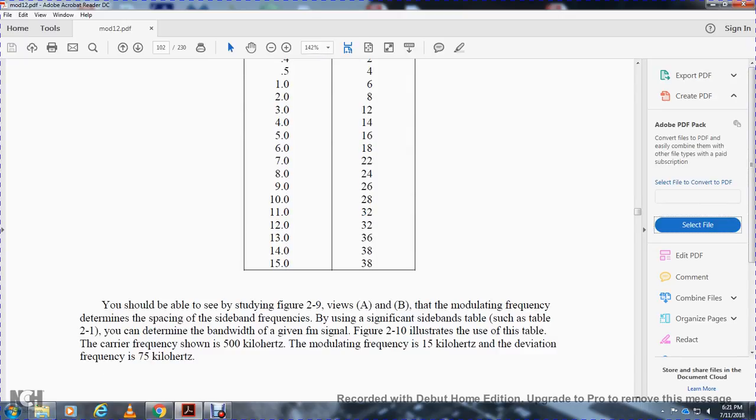Alright, you should be able to see the setting of Figure 2.9, views A and B, with the modulating frequency determining the spacing of the sideband frequencies. Using significant sidebands, as shown in Table 2.1, you can determine the bandwidth of the given FM signal. With Figure 2.10, a little illustration for the use of the table: the carrier frequency shown is 500 kilohertz, the modulating frequency is 15 kilohertz, and the deviation frequency is 75 kilohertz.